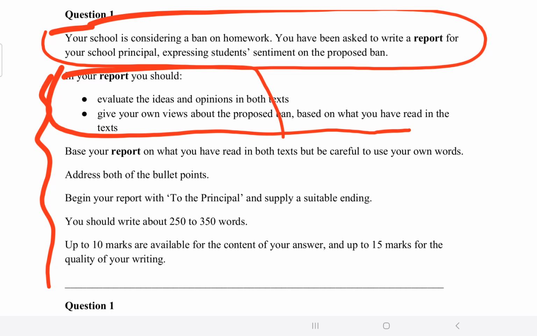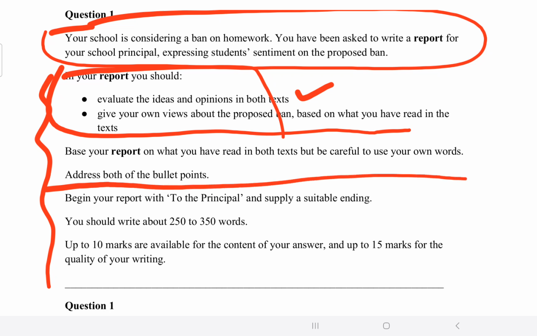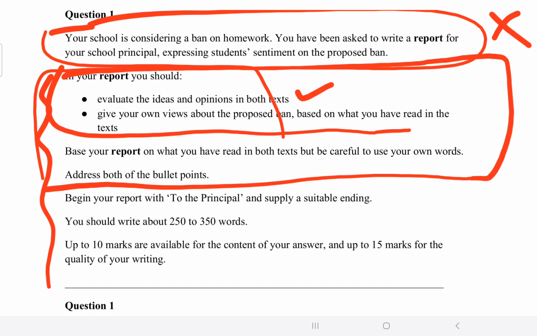In the report, evaluate the ideas and opinions in both texts. Give your own views about the proposed ban based on what you have read in the text. Then base your report on what you have read in both texts, but be careful to use your own words. Address both of the bullet points. Till this point, you are going to have the same kind of question. This is going to be different, and this part is also going to be different as per the task.